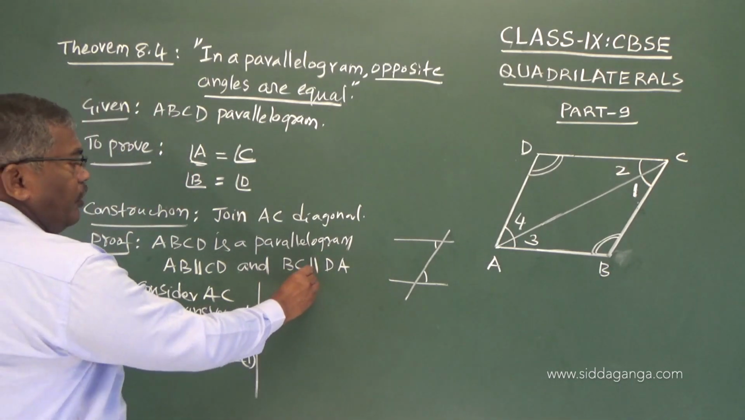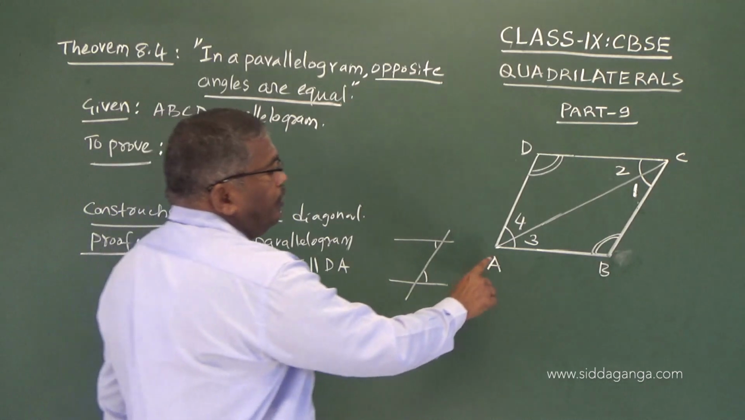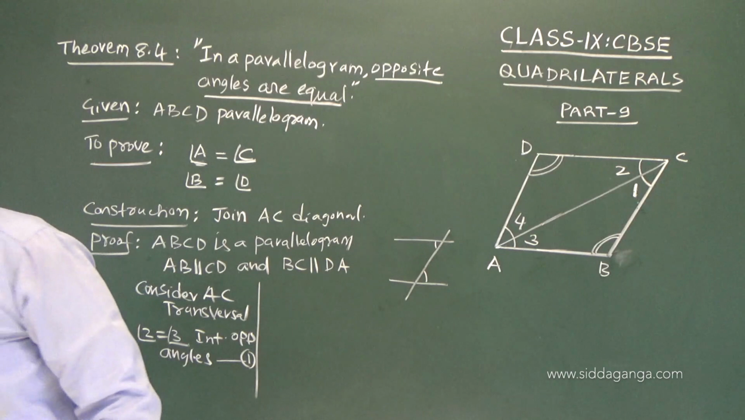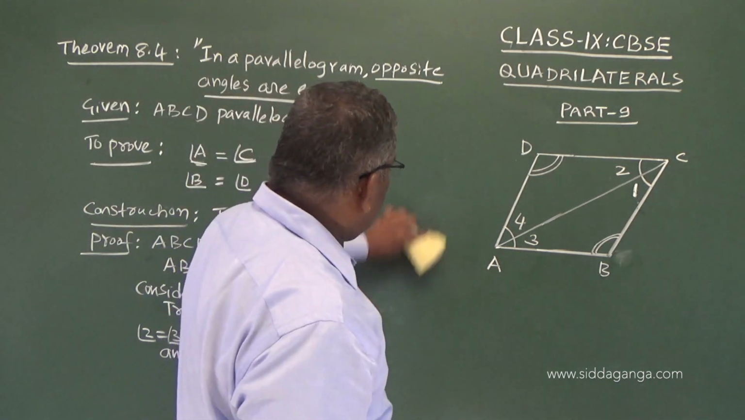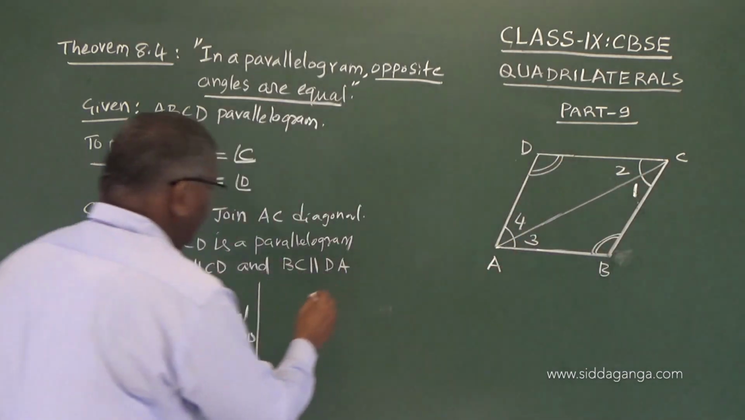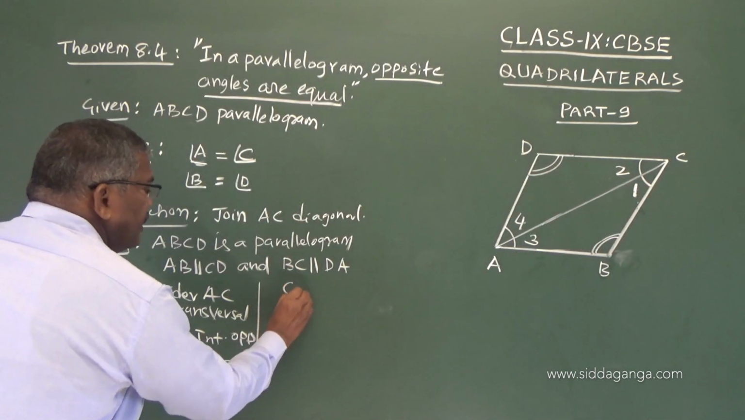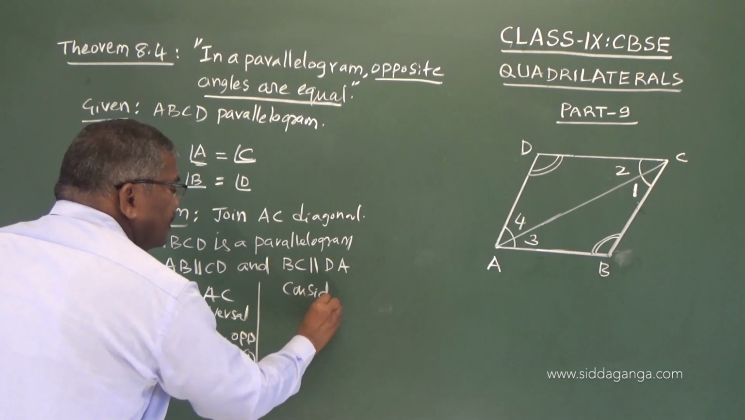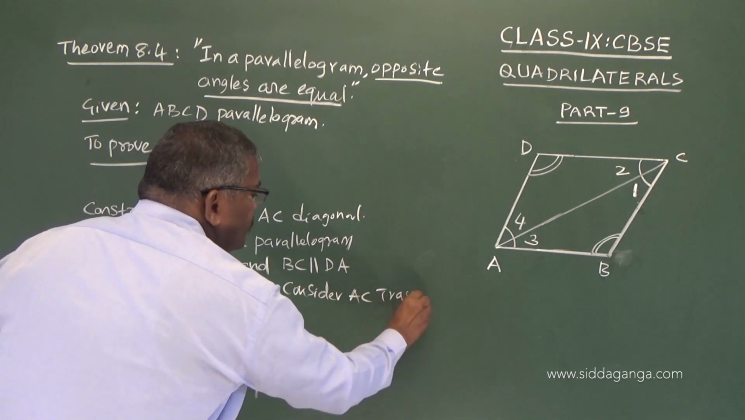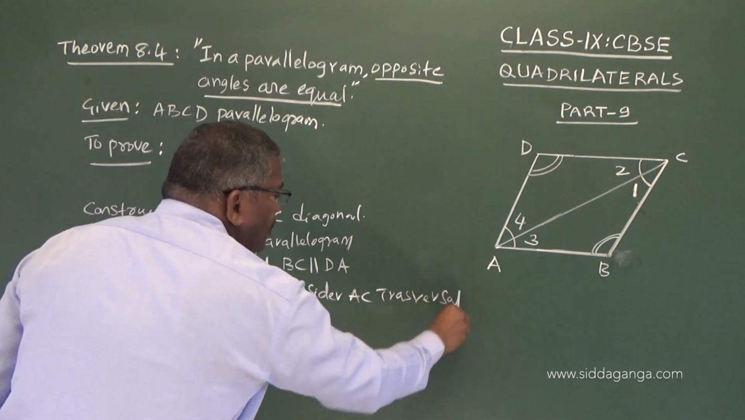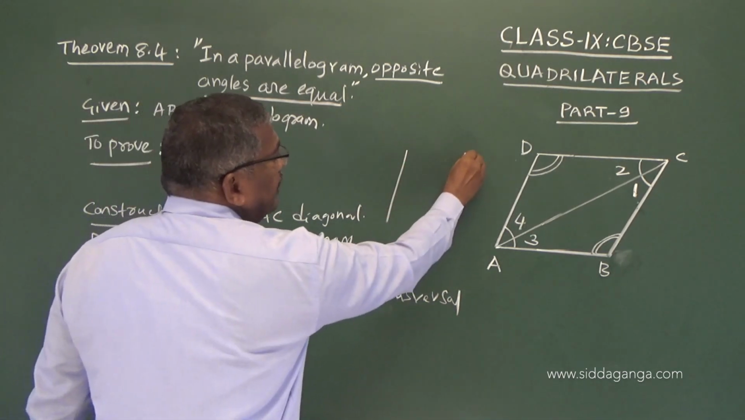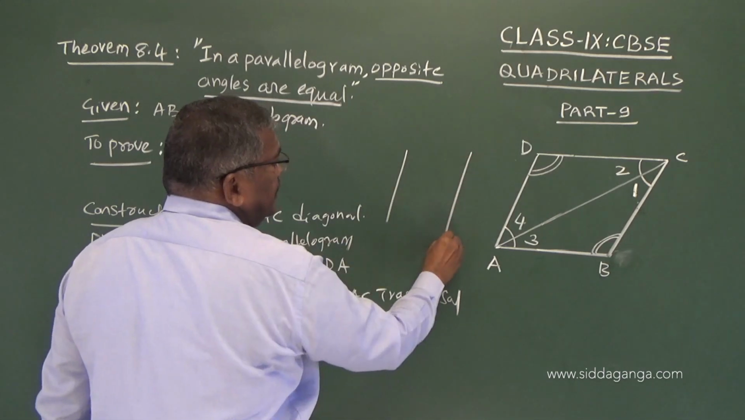Now come to this point. BC parallel to DA. So I will erase this figure. BC parallel to DA. And again consider AC as transversal. So now it is like this. This is DA and this is BC.